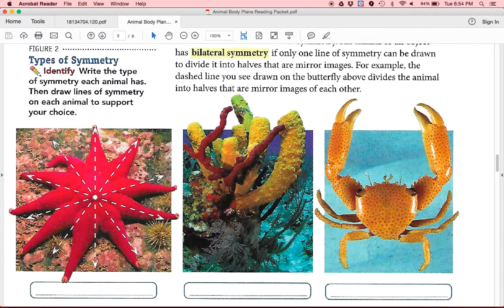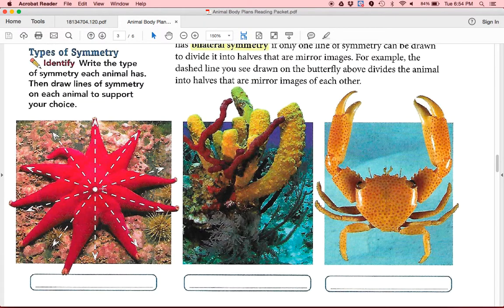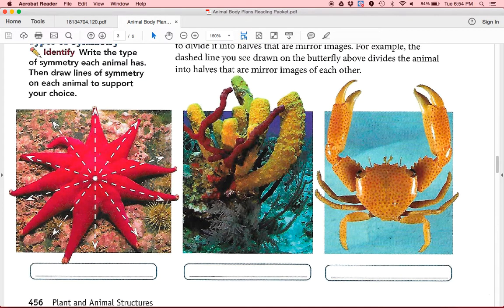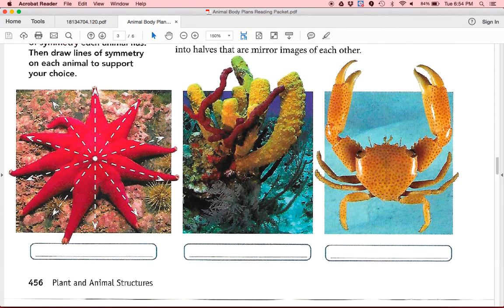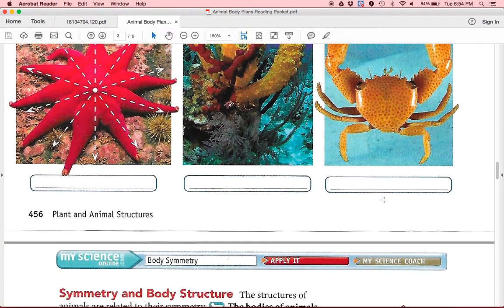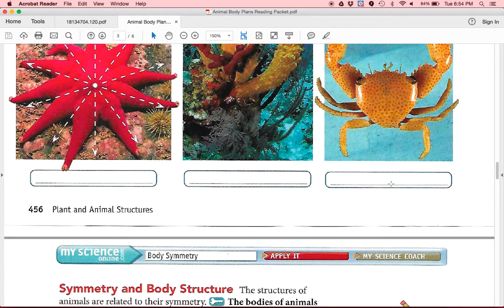Okay, Figure 2. You're being asked in your notes to identify whether the sea star here has bilateral or radial symmetry. The coral here, bilateral, radial, or asymmetrical, and the same with the crab here. Does it have bilateral, radial, or asymmetrical, no symmetry? So write in your notes which one you think that is.